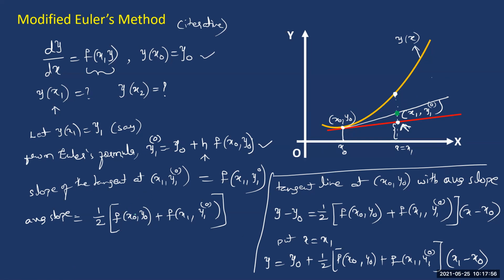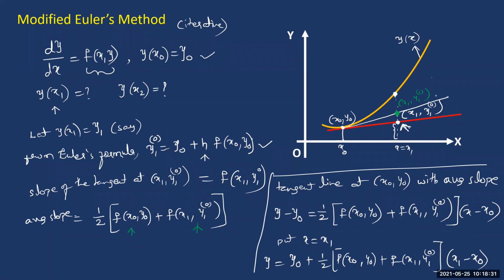What I have done earlier, I've calculated the average slope of the function values, the slope at x0, y0 and the slope at the recent approximation. Now the recent approximation is x1, y1 first approximation. Now I'll take the average slope of these two points, the slope at x0, y0 and the slope at x1, y1 first approximation. So what will be that slope? You can expect it. It is 1/2 times f of x0, y0 plus f of x1, y1 first approximation.